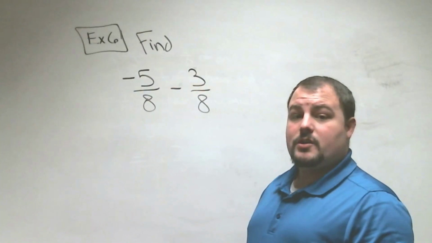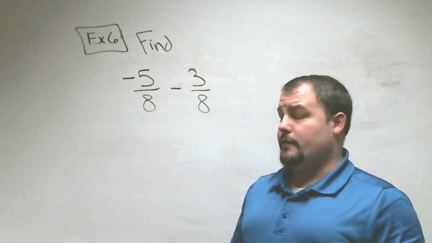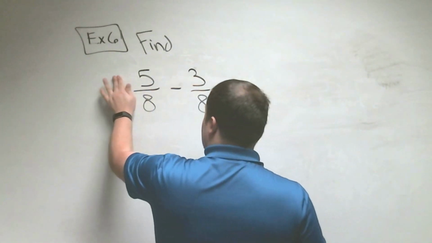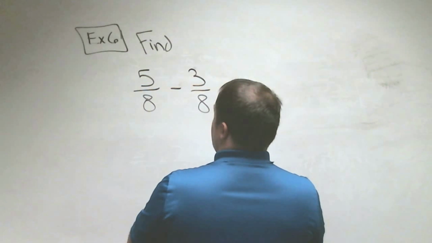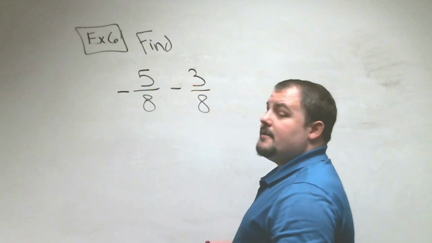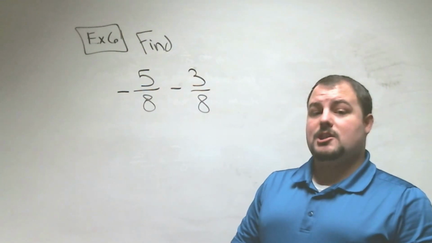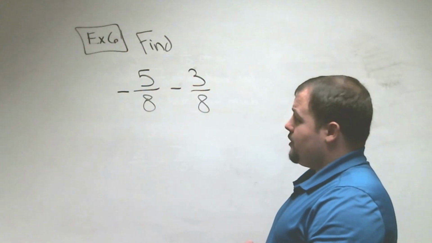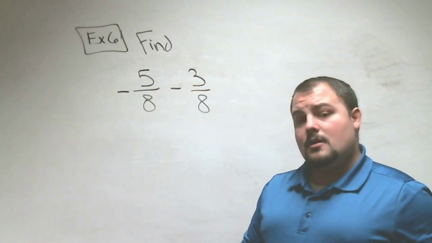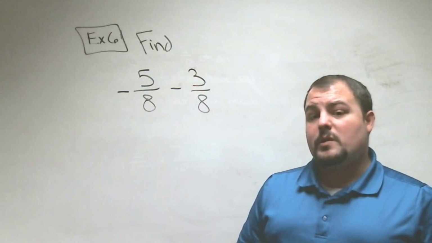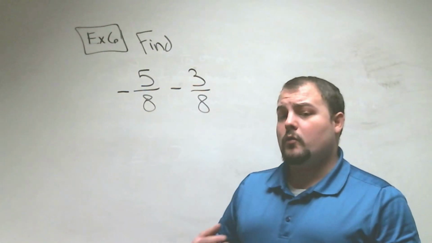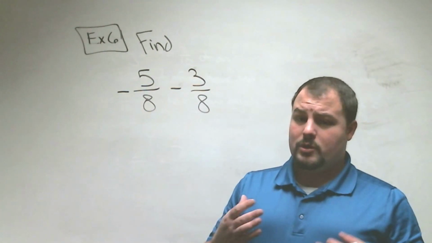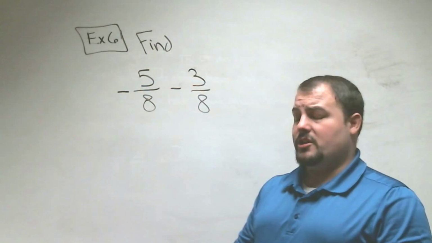In example 6, we're now looking at subtraction of two fractions. So we're actually looking at the subtraction of negative 5/8 minus 3/8. So we have a negative 5/8, and we're going to take away 3/8. What we want to do is what we did in the previous chapter. Whenever we approach a subtraction problem, we want to change subtraction to addition.